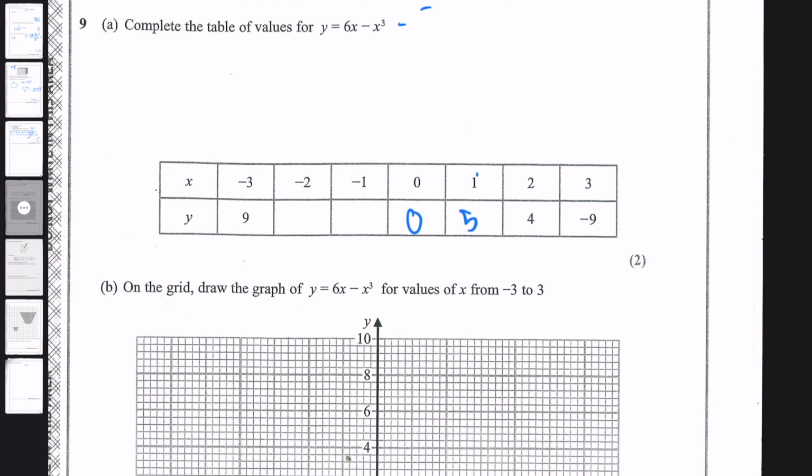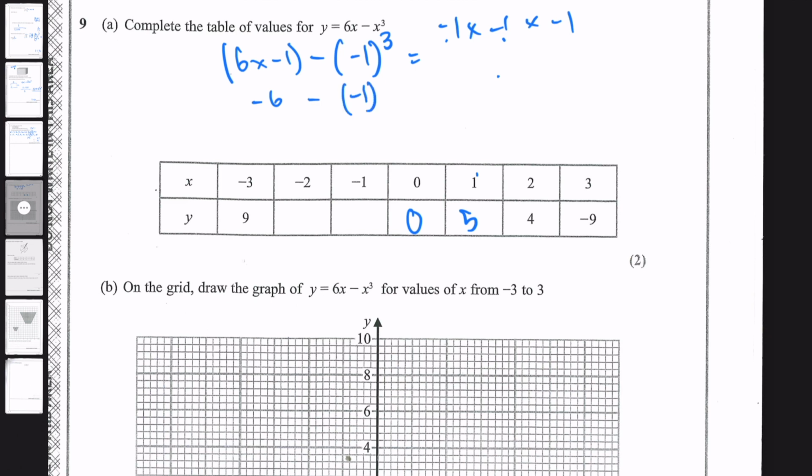Now, going the other way, it's a little bit trickier. We're going to substitute minus 1 in. So 6 times minus 1, and then we're going to take away minus 1 cubed, like this. 6 times minus 1 gives you minus 6. Take away, now minus 1 cubed is actually negative 1, because it goes minus 1 times minus 1 times minus 1. Minus 1 times minus 1 gives you plus 1. Plus 1 times minus 1 gives you minus 1. So it's actually going to be take away negative 1 like this. If you have 2 negatives in a row, you've just got to make sure you actually add them. So it's minus 6 plus 1, which is going to give you minus 5.